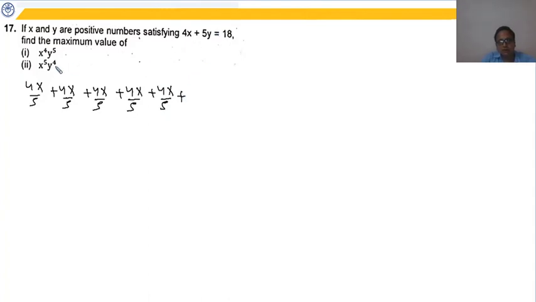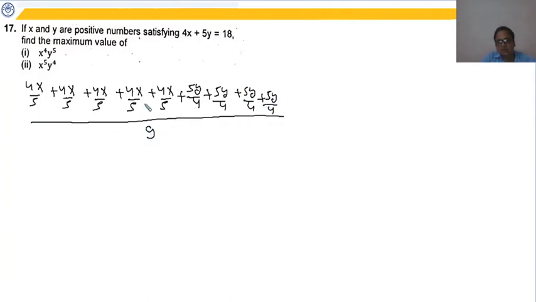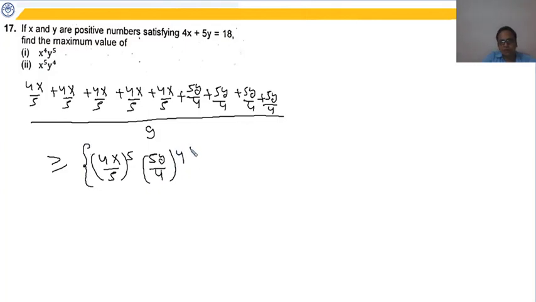Five y, we divide into the power of y, 4 equal parts. How many quantities are these? 9 quantities. So their arithmetic mean, the sum divided by 9, is greater than or equal to their product, 4x by 5 times 5y by 4, the whole to the power 1 by 9. Arithmetic mean is greater than or equal to geometric mean.